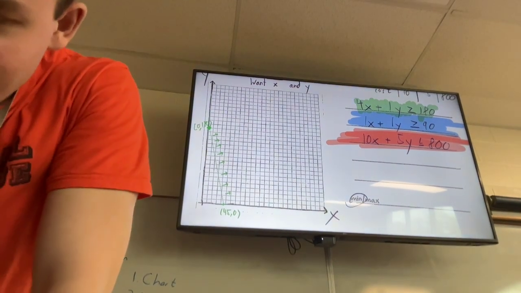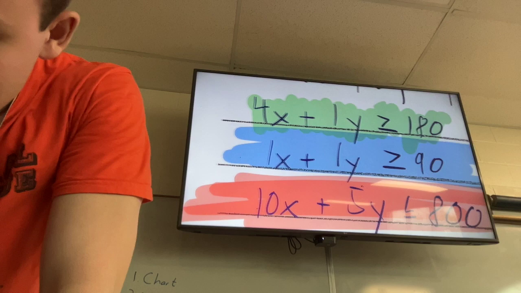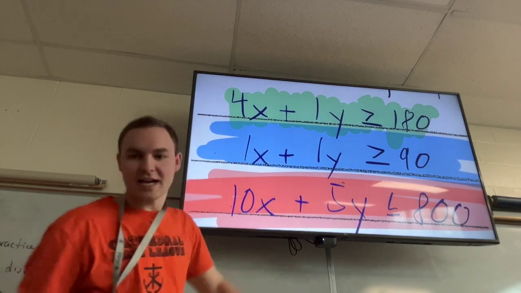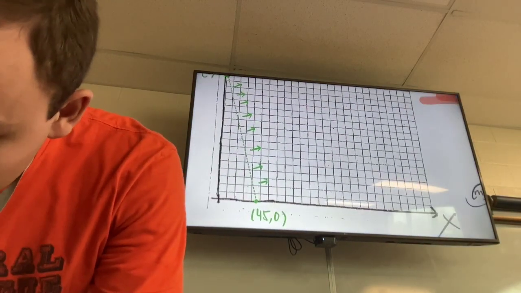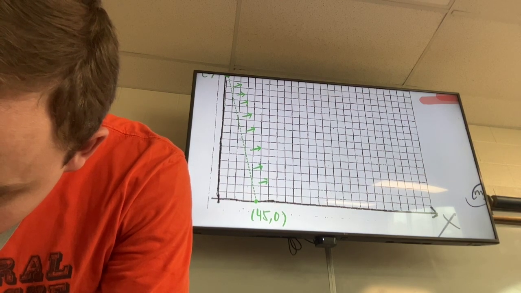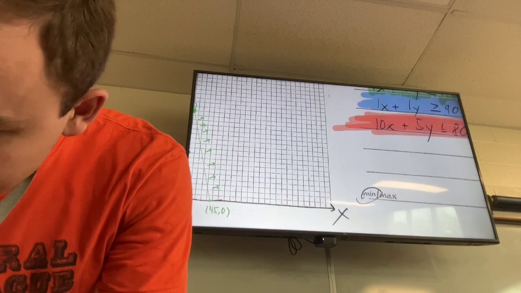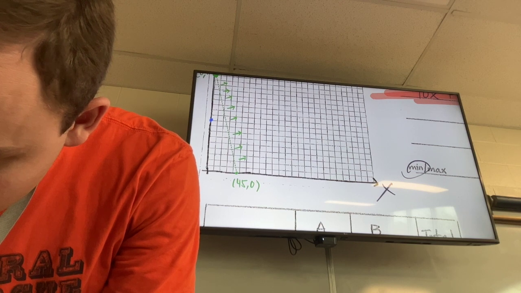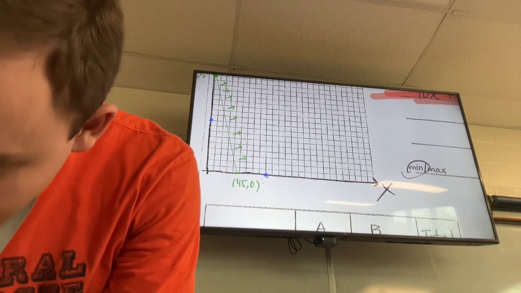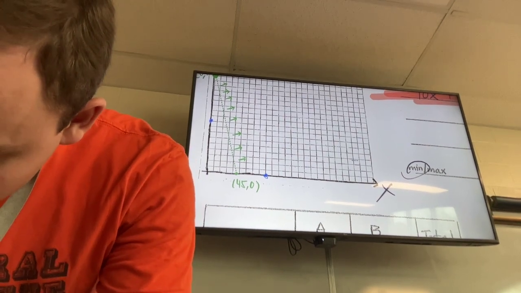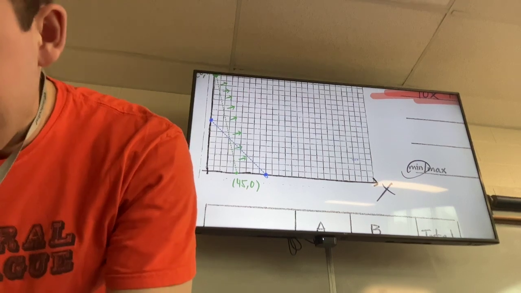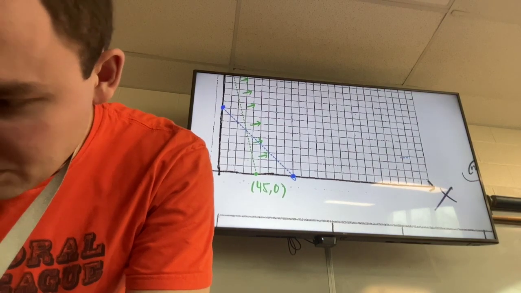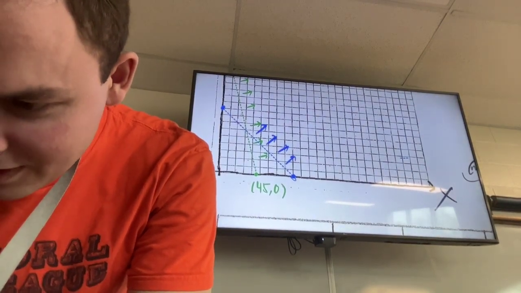Okay, let's do the blue line. What is my y-intercept of my blue line? Let's cover up x. Just ignore that. 0, 90. Okay, what's my x-intercept? It's also 90, right? And then we play connect the dots. Do you want to be above or below the blue line? Above. We want to be above the blue line. The plan is simple. We graph the inequality.